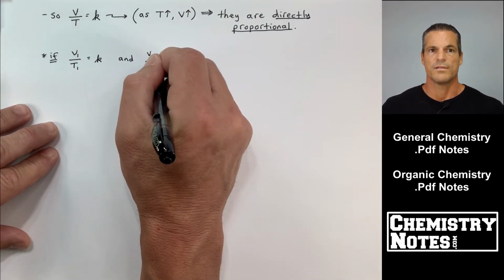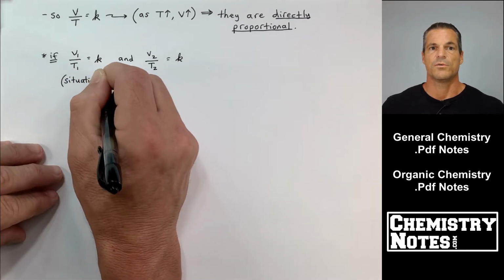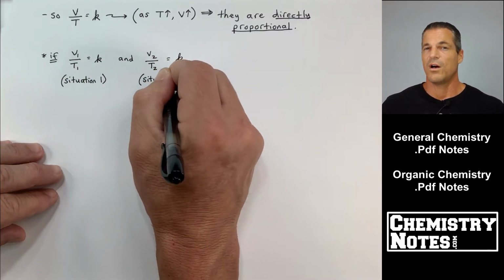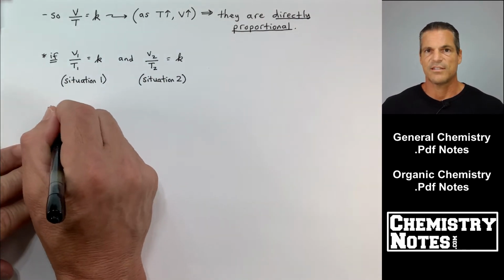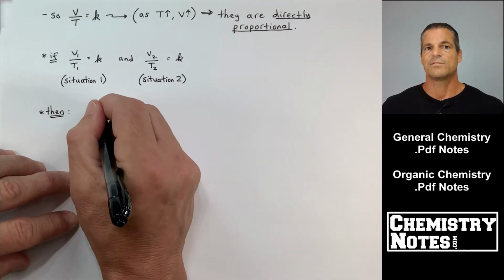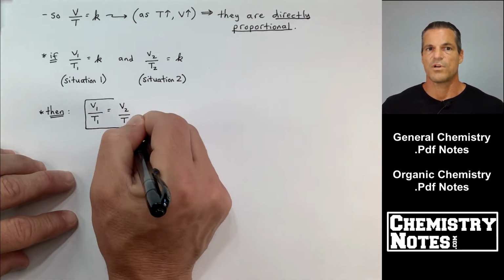Situation 1, V1 over T1 is equal to K. Situation 2, V2 over T2 is also equal to K. Since they're both equal to K, I can just set them equal to each other. And this gives us the usable, workable equation for Charles' law.